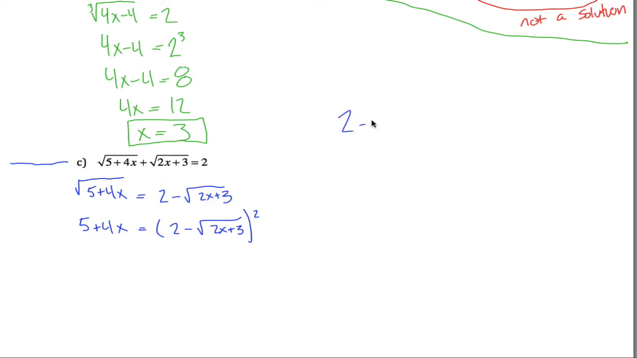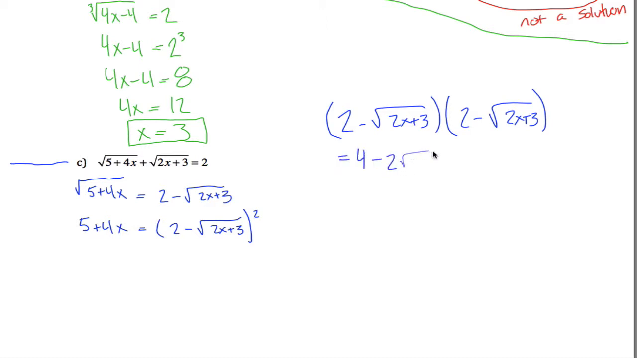This is 2 minus the square root of 2x plus 3 times 2 minus the square root of 2x plus 3. So if I FOIL this all out, I get 4 minus 2 square root of 2x plus 3 minus 2 more square root of 2x plus 3. Negative square root of 2x plus 3 times negative square root of 2x plus 3. Negative times a negative is a positive. The square roots cancel out, and I'm left with just 2x plus 3.